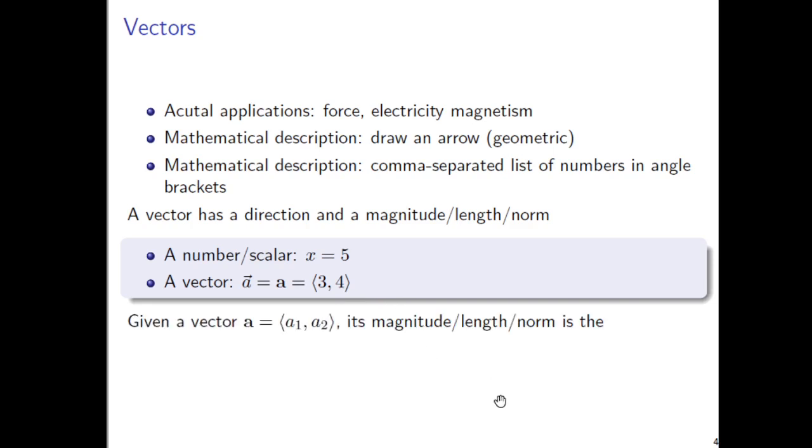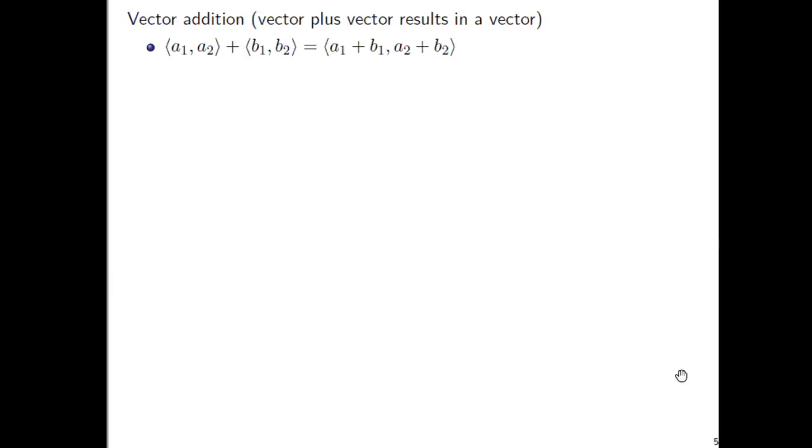Given a vector, its magnitude or length or norm, please recall, has a notation. One of them is double vertical bars. You could use single vertical bars. It's your preference. I will accept either. It's a formula based on the Pythagorean theorem, because that is honestly where it comes from.